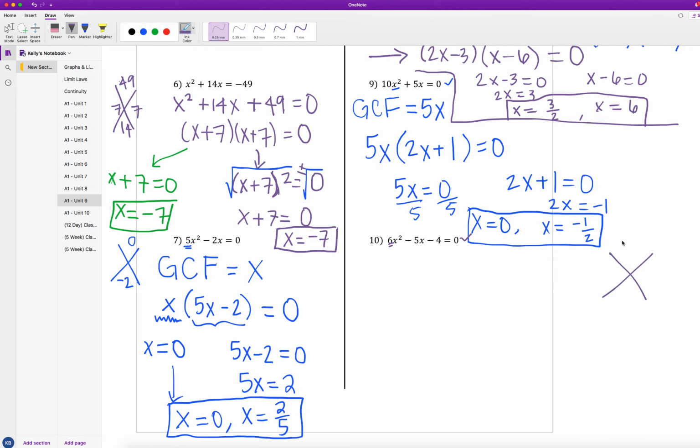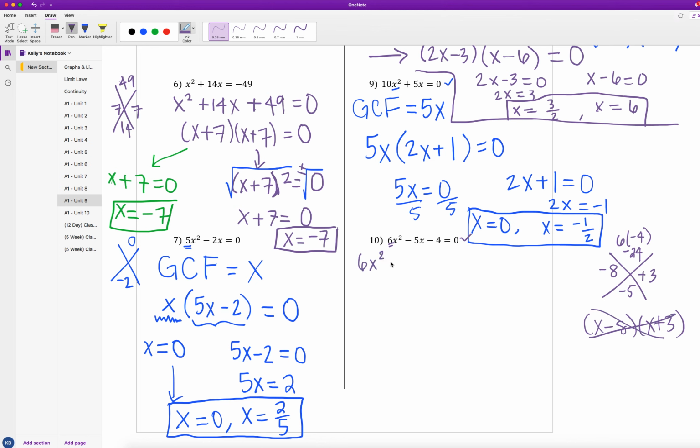So I'm looking for two numbers that multiply to be 6 times negative 4, so multiply to be negative 24 and add up to be negative 5. The two numbers that will work for us are negative 8 and positive 3. Again, because we have that leading coefficient, I cannot go straight to writing x minus 8, x plus 3, because there's no way we'll get the 6x squared back. Instead, we have to split the middle term.